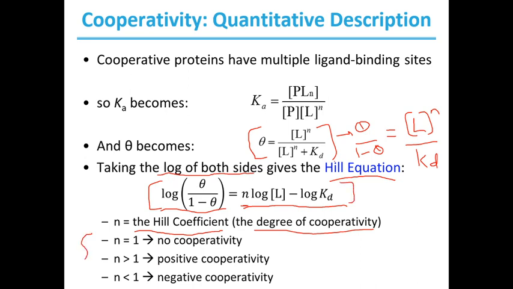And also, what happens when n changes? When n is equal to 1, there is no cooperativity. Whereas when n is greater than 1, there is positive cooperativity. And when n is less than 1, there is negative cooperativity. Important points. Please remember this.